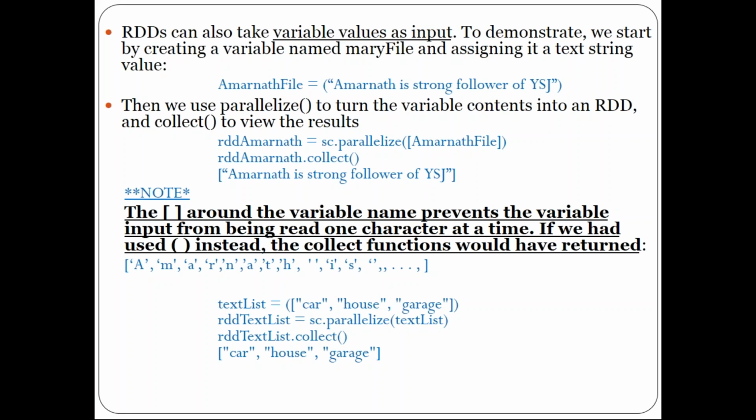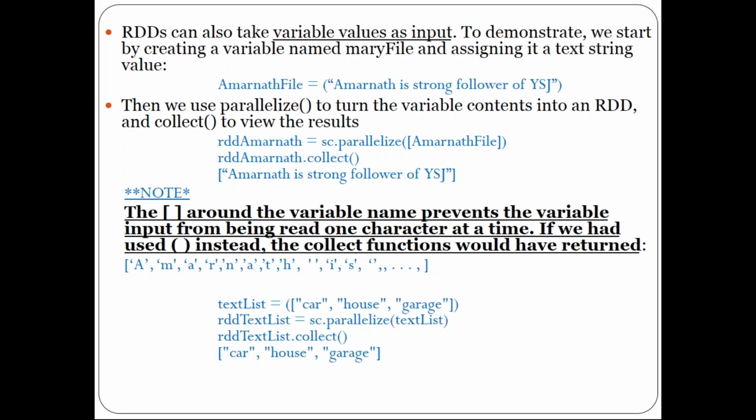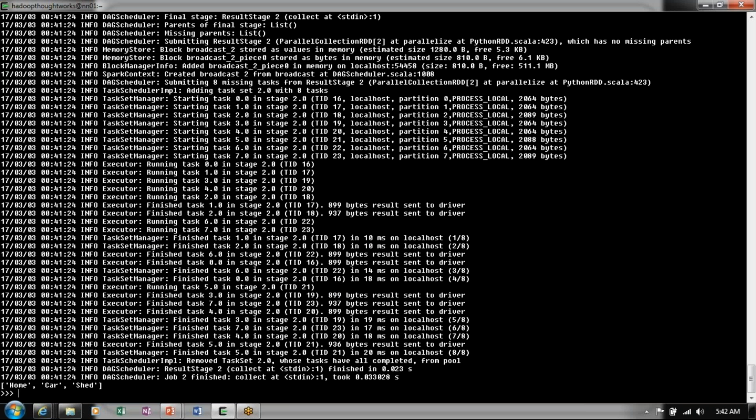RDDs can also take variable values as input. Variable values of input means you have given a text file. Okay, let me show you this. You have given numbers, you have given a text file. Apart from numbers and text files, you can also give variables as an input. Now once you give a variable as an input, you need to create a variable name and then assign it to a string value.